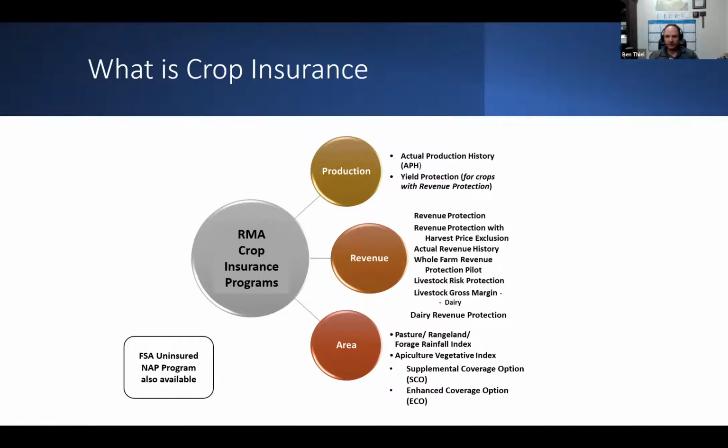Another interesting plan of insurance that we have is called Dairy Revenue Protection. This covers market fluctuations of the price of milk. Another heavily utilized program is called Pasture, Range, and Forage, or PRF for short. This is a rainfall index policy.